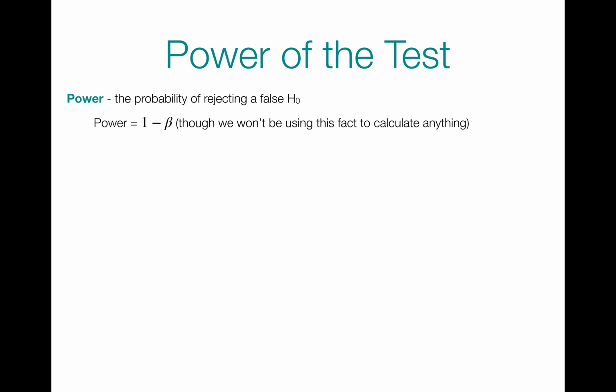There's also something called the power of the test. The definition of that is the probability of rejecting a false null. In other words, it's the probability of your test being correct in a specific way. And there is a relationship. So power is equal to 1 minus beta.